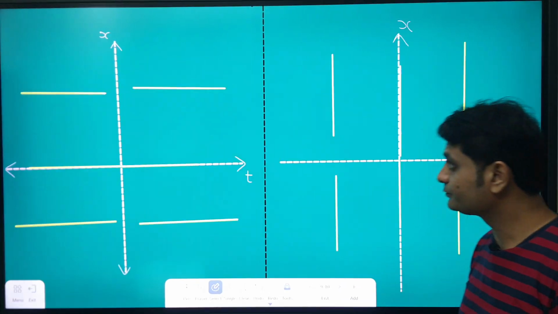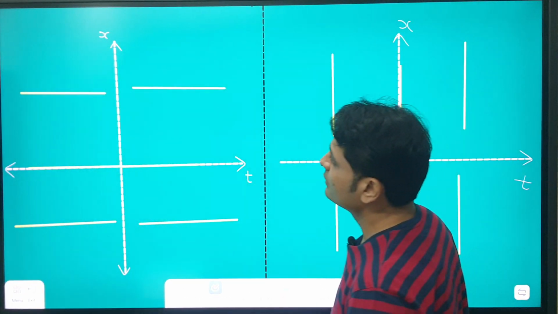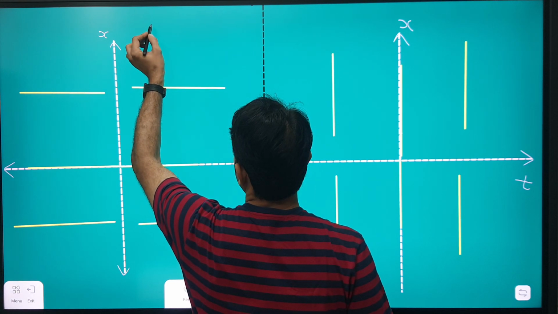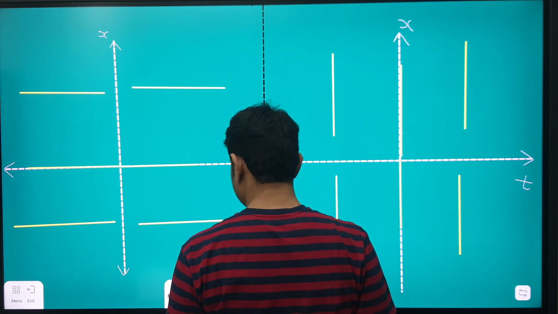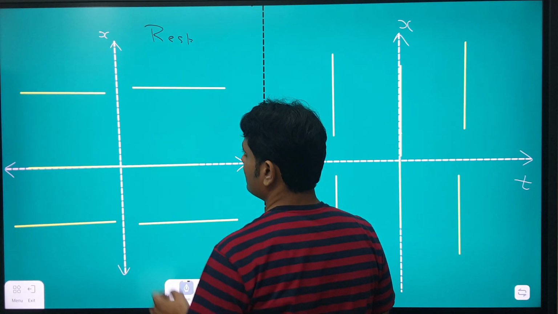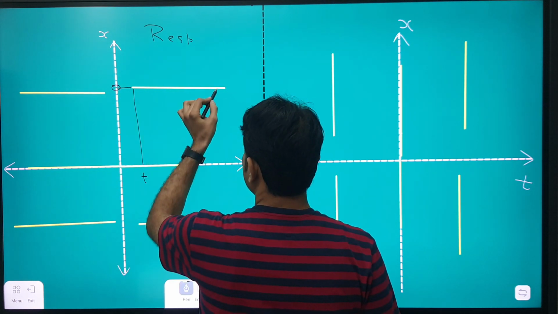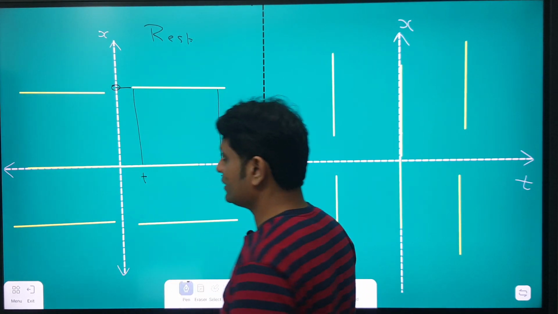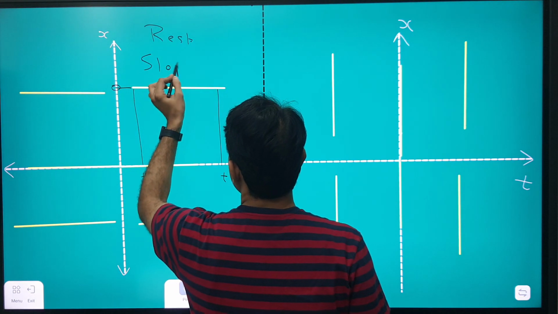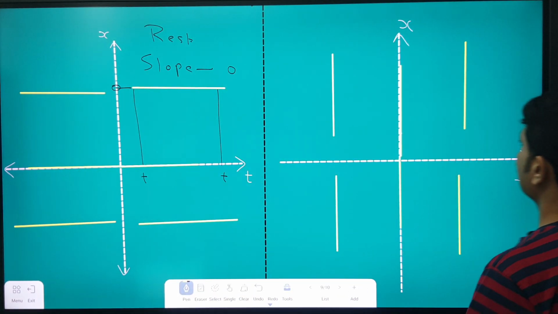Now let's see some graphs which are very easy, but I think I should tell you. See, this is a graph for a stationary object. If the object is stationary, or we can say at rest, the graph will be like this. See, this graph clearly says that if the position is x at some time t, even after the time changes, the position is not changing. So therefore the object is at rest. For such a case, slope is 0. It can be asked in your exams. Slope will be 0.